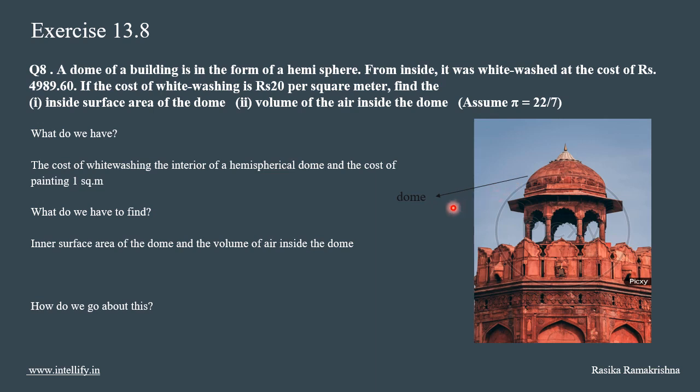Alright, so before we go ahead, let's look at a portion of the Red Fort and understand what we mean by hemispherical dome. So this top portion is what we call a hemispherical dome. So what do we have in the question? We have the cost of whitewashing the interior of a hemispherical dome and the rate at which this painting is done. And what do we have to find? We have to find the inside surface area of the dome and the volume of air inside the dome. So how do we go about this?